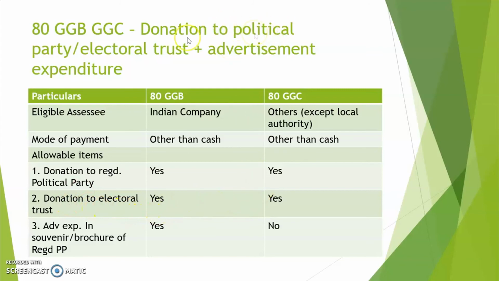So the first part, political party, electoral trust, allowed in both. Only difference happens in the advertisement expenditure. Advertisement expenditure in souvenir or brochure of the registered political party is only allowed for 80GGB, that is the Indian company. For individuals or other assessees except local authority, they cannot take deduction for a donation made to a political party for the purpose of advertisement expenditure in souvenir or brochures. But Indian companies can take that deduction.